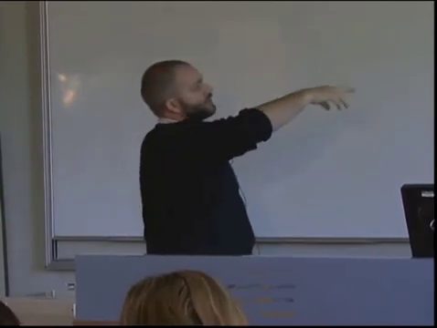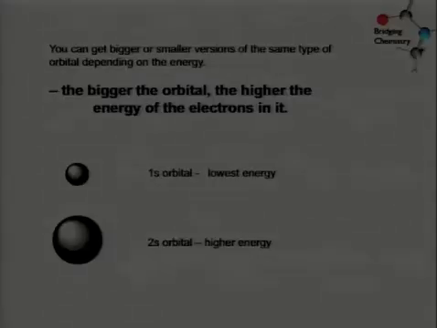And so here's a couple of examples. You can have what we call a 1s orbital. That's going to be the smallest, lowest energy s orbital you can have. And then you can have something called a 2s orbital, which is bigger. It's still an s, so it's still spherical. It still contains 2 electrons. It's just bigger, so those electrons have more energy. Yeah?